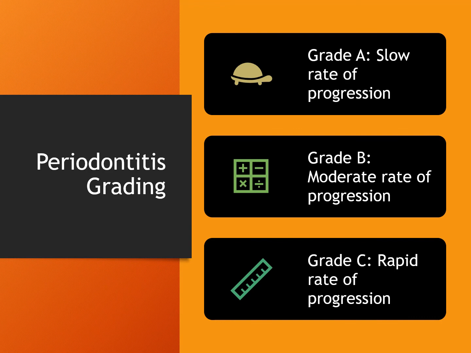Periodontitis grading gives a grade of A, B, or C. Grade A is a low rate of progression, or a slow rate of progression. Grade B is moderate, and grade C is rapid. If you look at table 14.5 on page 179 of your textbook, this has more information about this grading system.